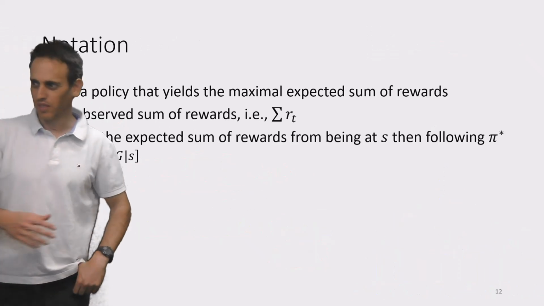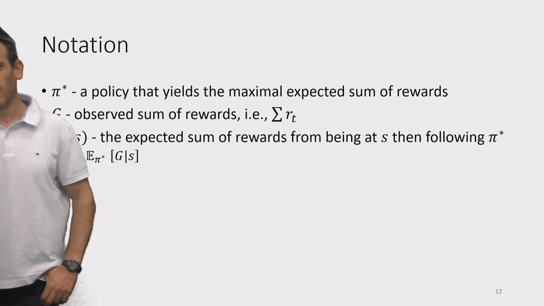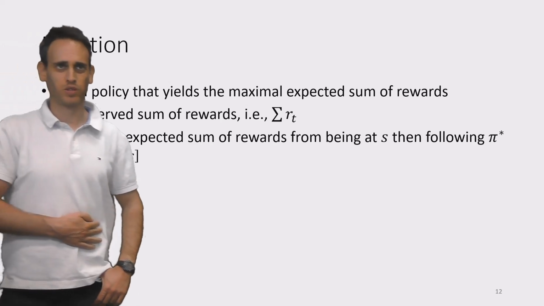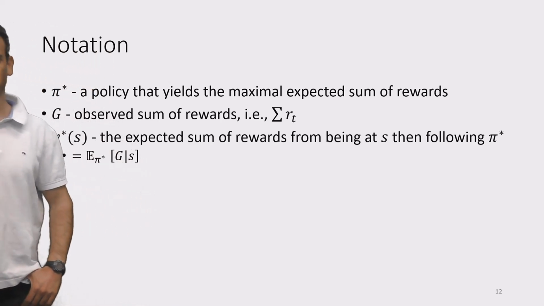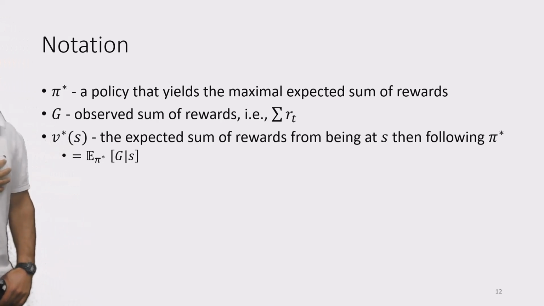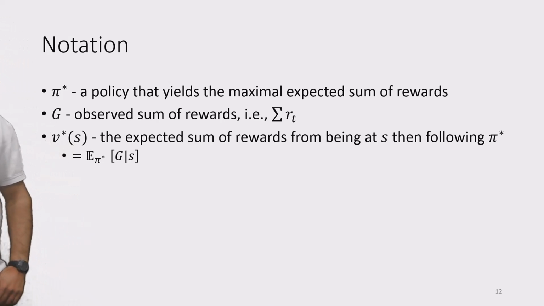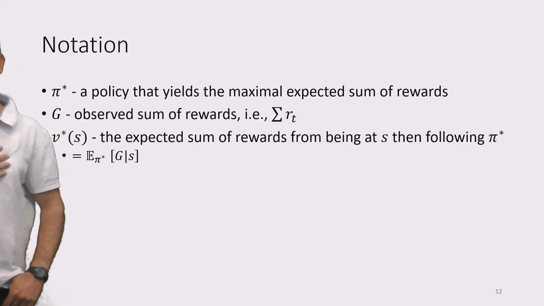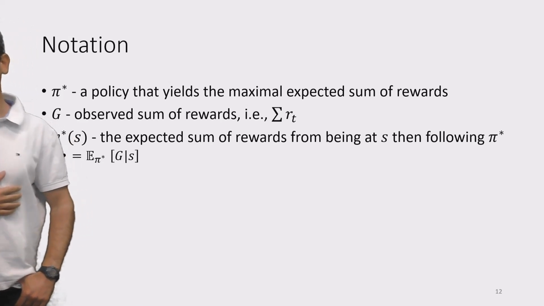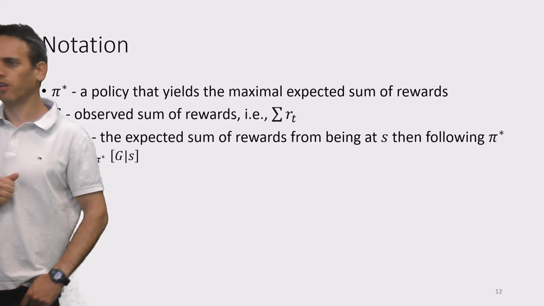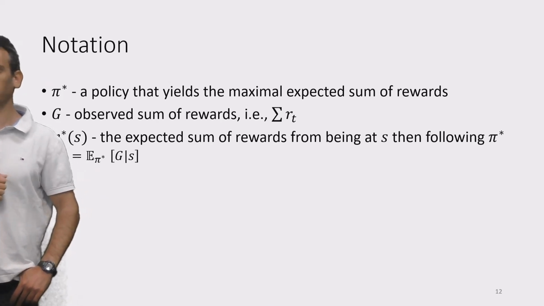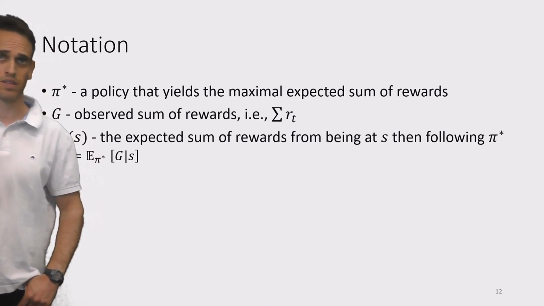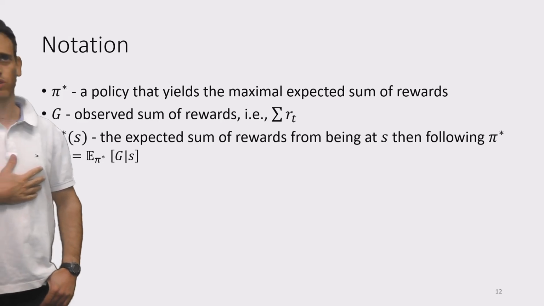Okay, so let's define some notation, or let's just reiterate the notation that we just discussed. This is a general notation that we'll see throughout the course, so you should remember this. We use pi star to represent the policy that yields the maximal expected sum of rewards. So that's the target policy that we're trying to compute.